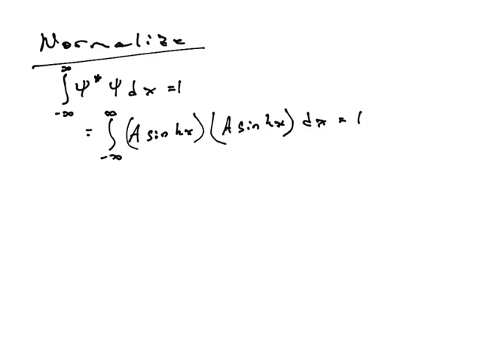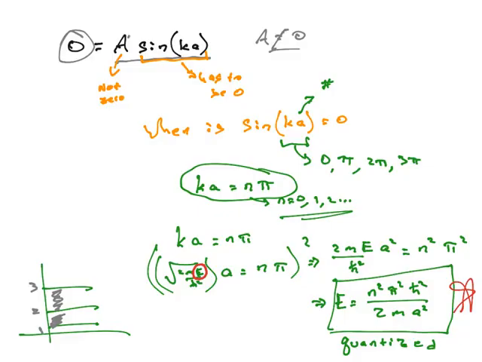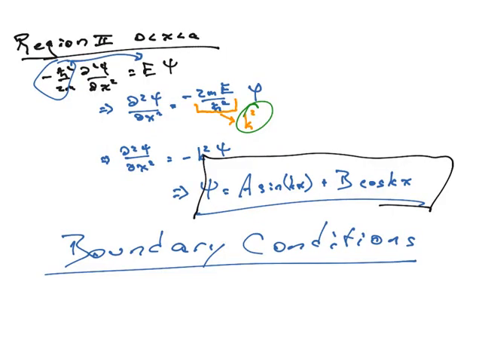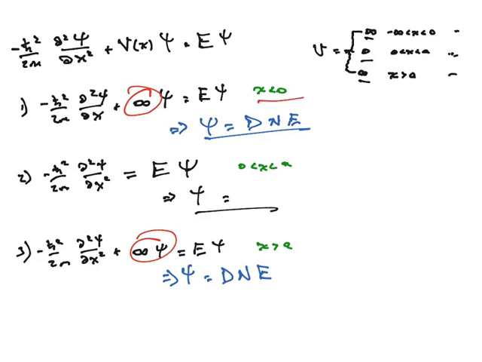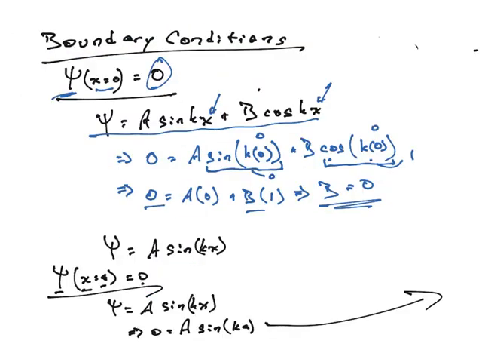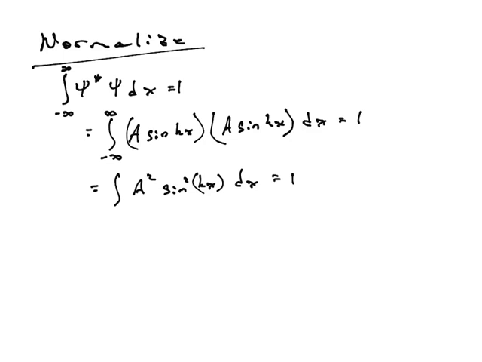There's my equation. Let me multiply everything. Integral. A times A is A squared. Sine kx times sine kx is sine squared kx. dx is equal to 1. Now notice the limits here from negative infinity to infinity for my problem change. The reason they change is because the region is this region here. The other regions, x less than 0, just get 0 from my wave function. There's nothing there. x greater than a, again, I get 0. There's nothing there. So I only care about the region between 0 and a. So my integral becomes an integral between 0 and a, the region I'm talking about.